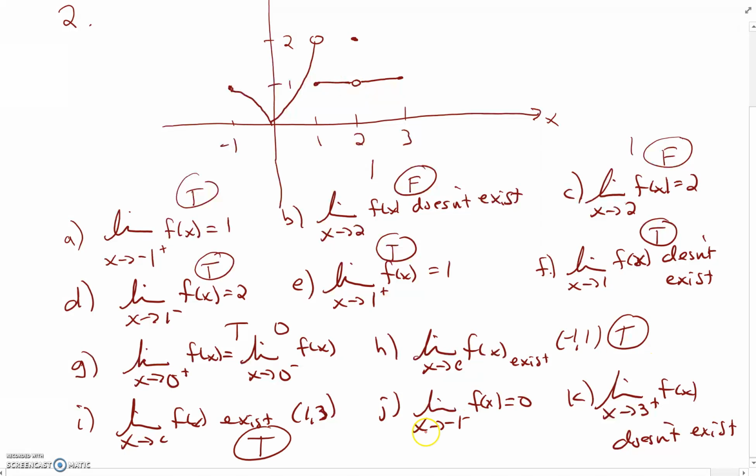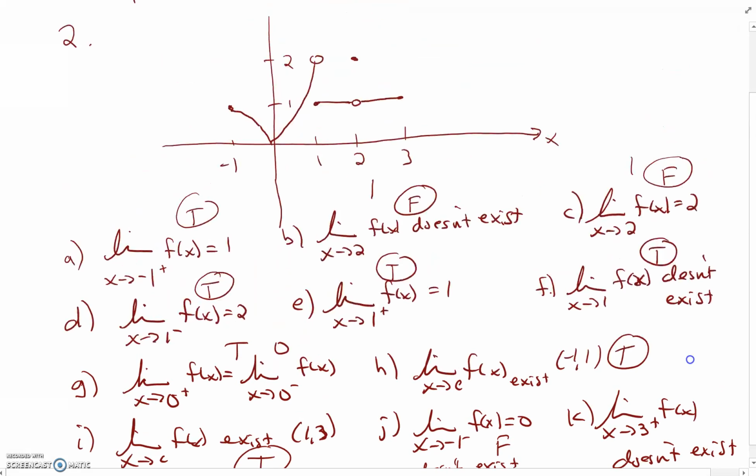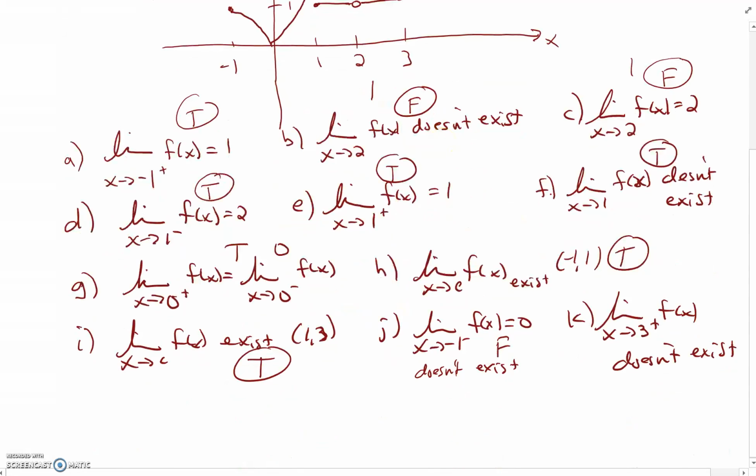J, approach minus 1 from the left. Well, there is nothing on the left, so it cannot exist. So this is false. The correct answer should be can't exist. Or it should be doesn't exist. And the last one, K, the limit as x approaches 3 from the right. Again, there's nothing over there, so it doesn't exist. So that one's true. Okay?